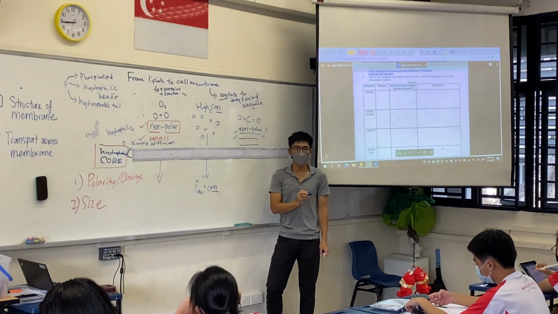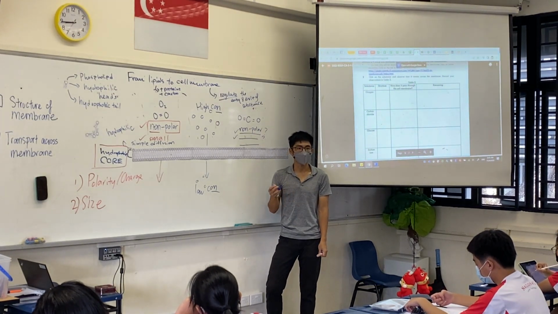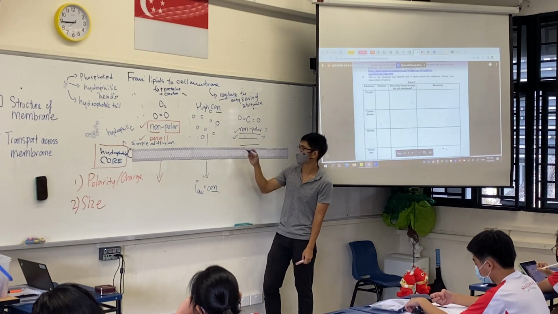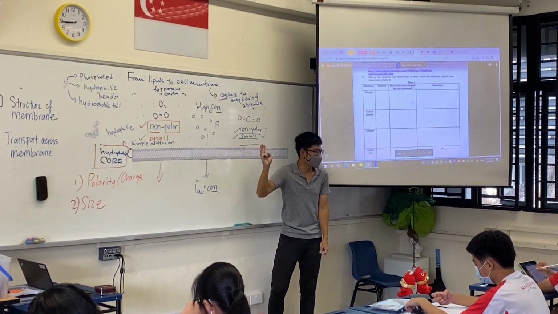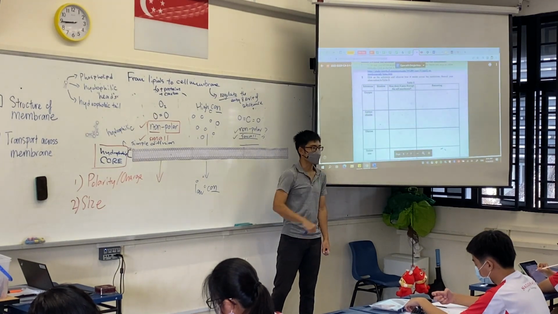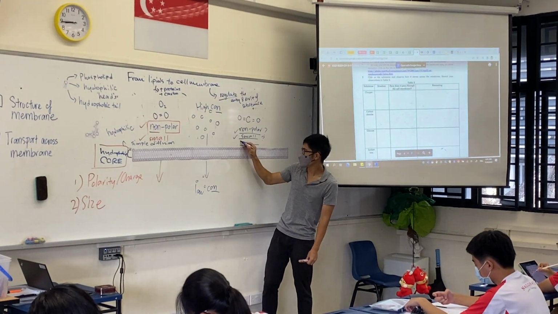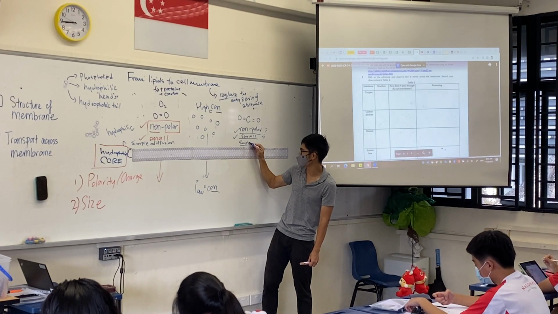Okay. So, small or big? Actually, I'll still consider this quite small. Properties still the same, right? So actually, it can pass through the cell membrane with no problem at all, via the simple process of simple diffusion.